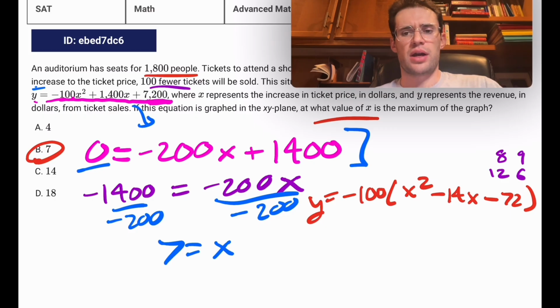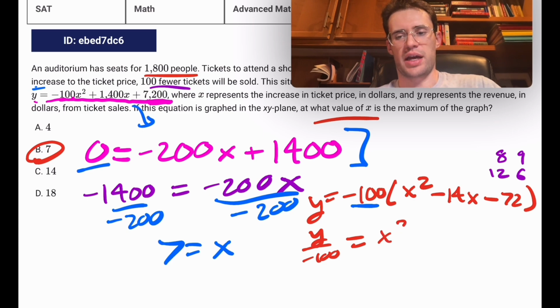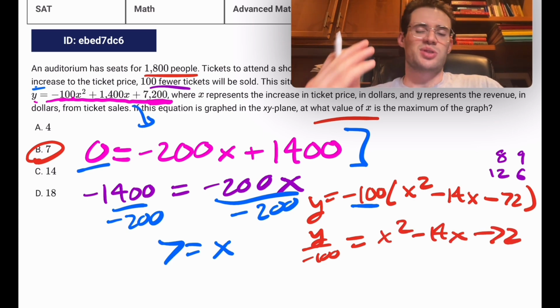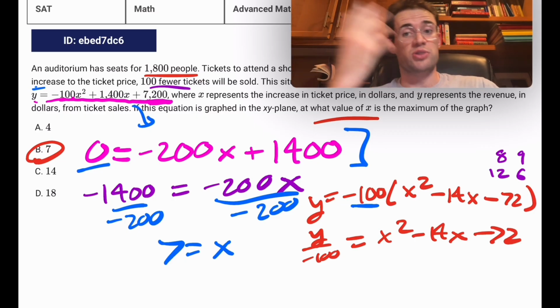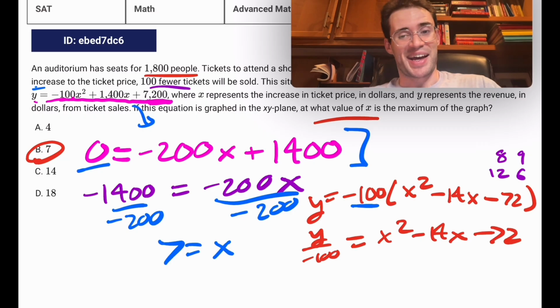All right, so now we have our a value is negative 100. That's the thing out front. So we get y over negative 100 like that. It's equal to x squared minus 14x minus 72. So you need to complete the square so that you can get it into vertex form, because we need to have something squared. I was about to factor it, which would help you find the zeros, but it would not help you for finding the vertex.